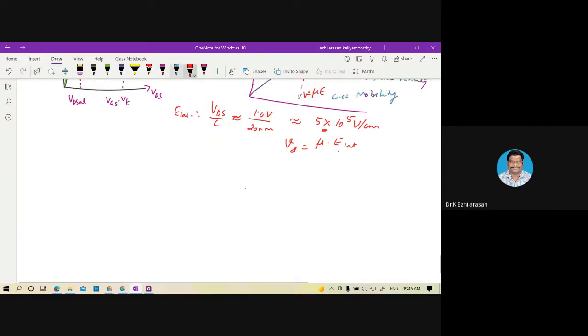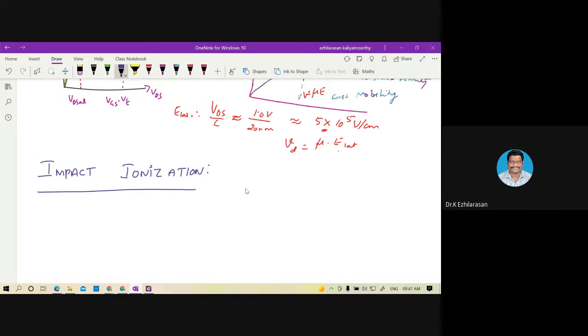Next parameter. The next parameter is a second order effect, impact ionization. So the impact ionization, it is a process.